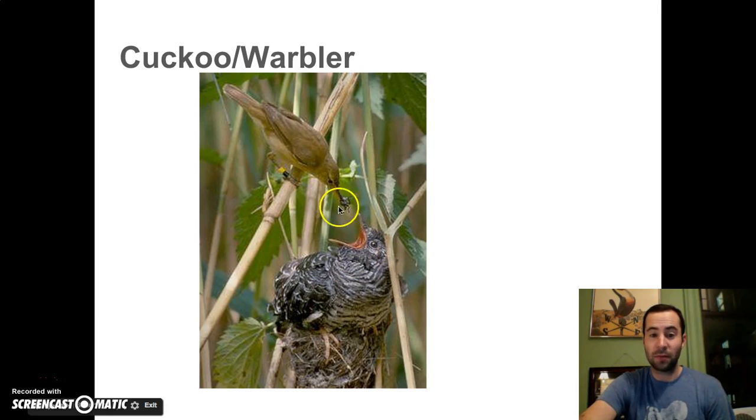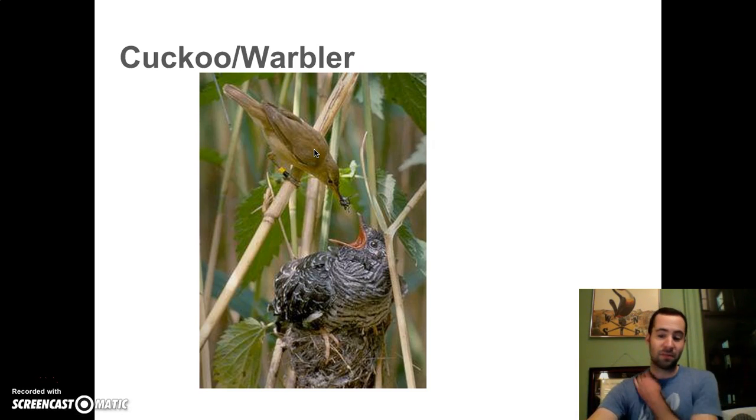So the cuckoo bird makes out, gets all these free meals, and the warbler is harmed because it tries and tries and tries as hard as it can to feed this cuckoo bird. And sometimes it isn't enough. It exhausts itself doing this, parasitism.